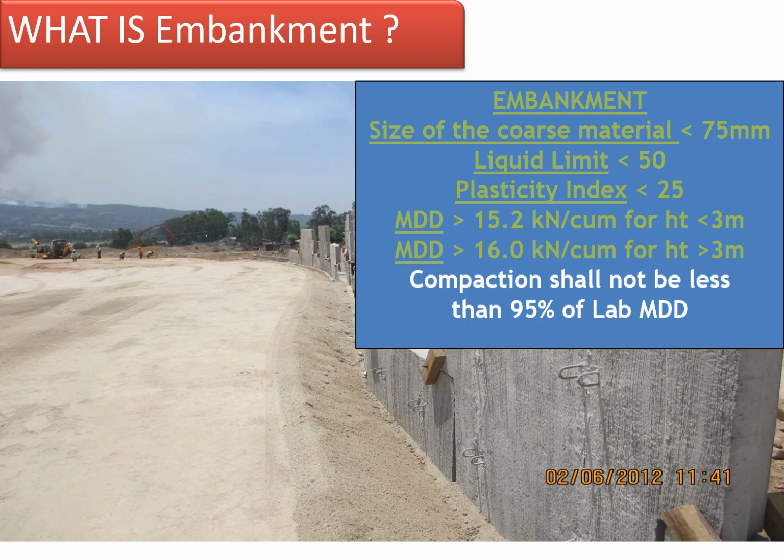MDD, that is maximum dry density, should be 15.2 kilonewtons per cubic meter for an embankment height less than 3 meters, and maximum dry density should be more than 16 kilonewtons per cubic meter for an embankment height greater than 3 meters. And compaction at any point of time shall not be less than 95% of the lab maximum dry density achieved for that particular type of soil.